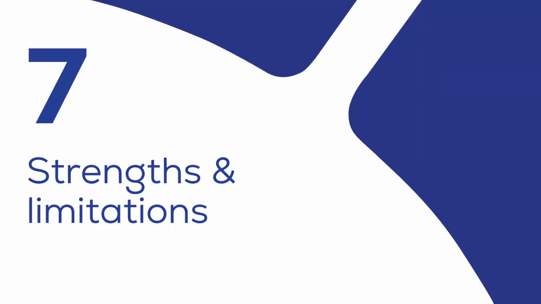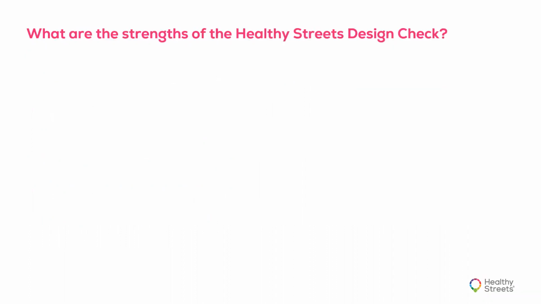It's important to be aware of the strengths and limitations of any tool. And with the Healthy Streets Design Check, the strengths are that it is cheap, quick, and easy to do. For a designer who's trying this out for the first time, it could take them as long as an hour to read the tool in full before they fill it in. But once you're using this tool on a regular basis with designs that you're familiar with, it can take as little as 15 minutes to complete.